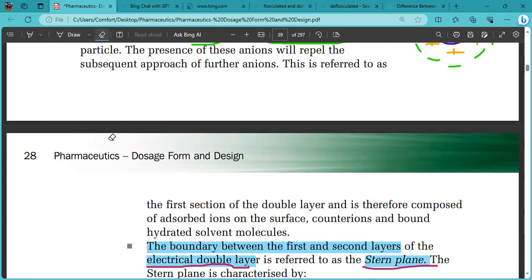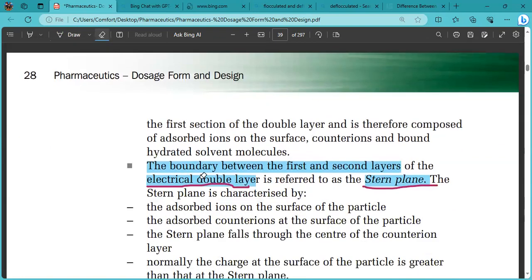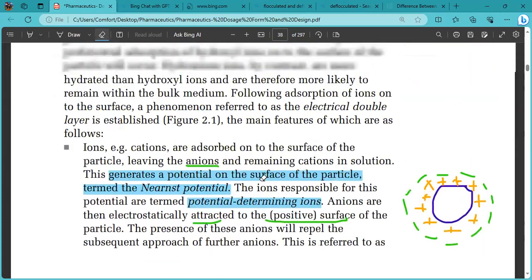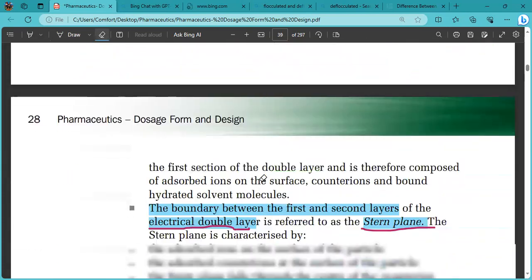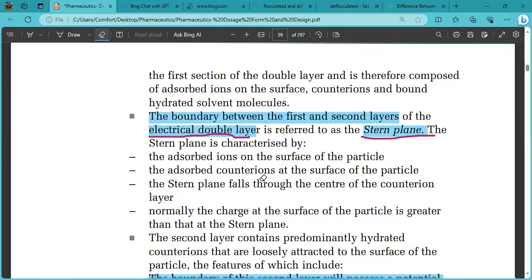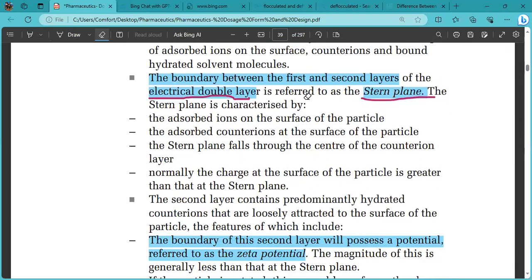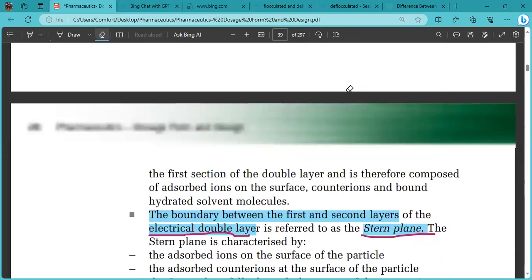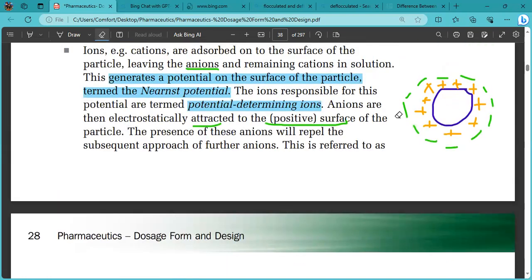So now it forms what we call the electric double layer, because it's electrically charged. We're seeing the positive and the negative, and there are two layers. The first one is adsorbed directly onto the particle. The second one has just been attracted by the positive charge on the surface. So now we refer to this double layer as the Stern plate.